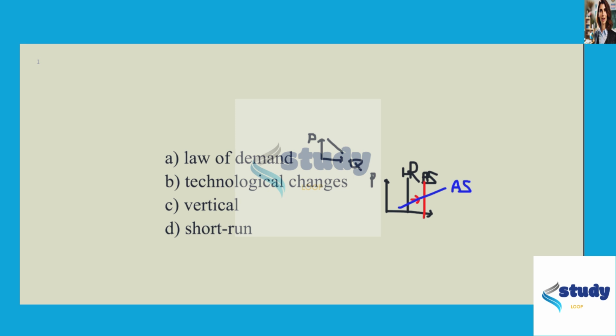The only cause of a shift in this curve is, as I explained in question B, technological changes. All right, so in conclusion, all of these four statements are wrong, and we have to have the concept that the aggregate supply curve in the short run is upward sloping, but in the long run it is vertical because it is not related to the price level.